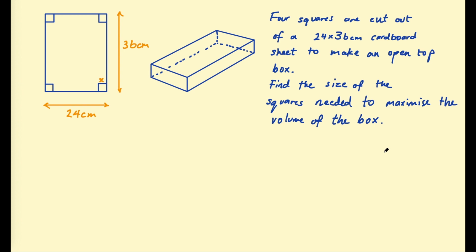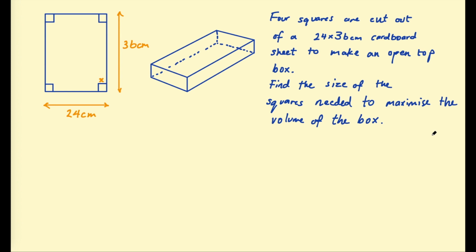Okay, the last problem, we're going to look at volume instead of area. So this question says, 4 squares are cut out of a 24 by 36 centimeter cardboard sheet to make an open top box. Find the size of the squares needed to maximize the volume of the box. I encourage you to pause the video here and think about how you might want to start this problem off.